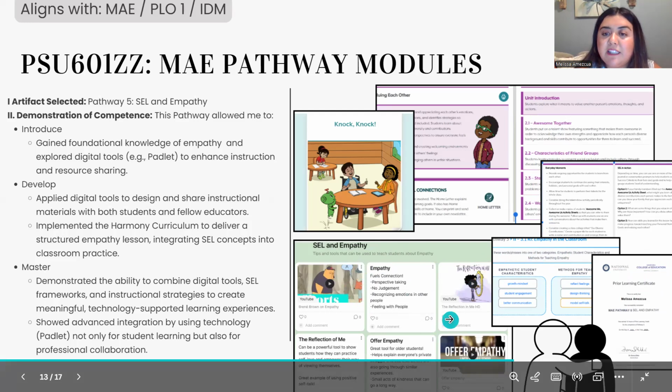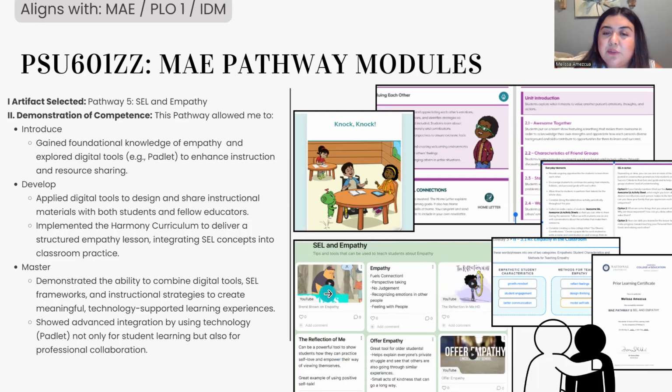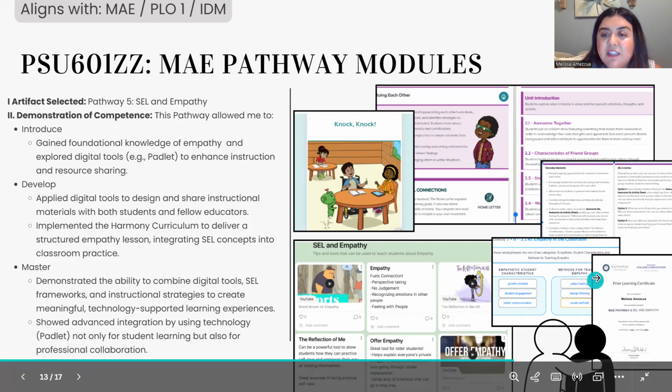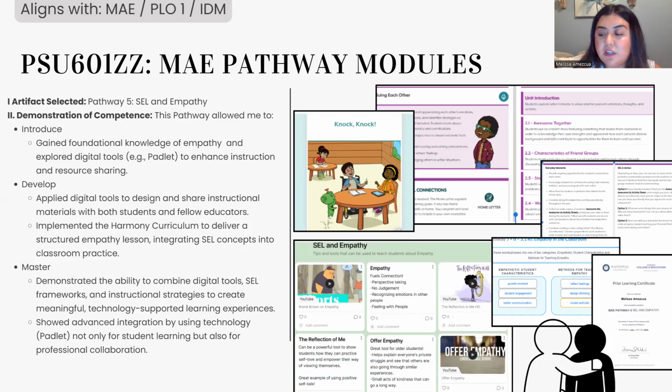So I developed a Padlet that I would be able to share with educators, and it included videos and points for discussion that they can use in their own classroom. Again, something that I'm using in my classroom to teach during that social skills time that I'm working with students in. And then a step further, where I was able to show that mastery, was teaching a lesson using that Harmony curriculum on empathy. One of the lessons was positive self-talk, talking about how we all belong, and showing students a little bit more about inclusivity.